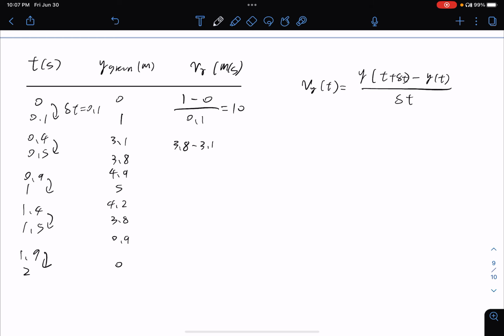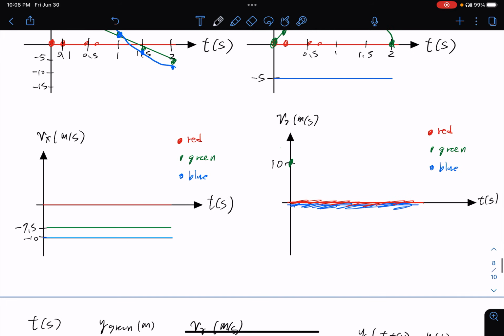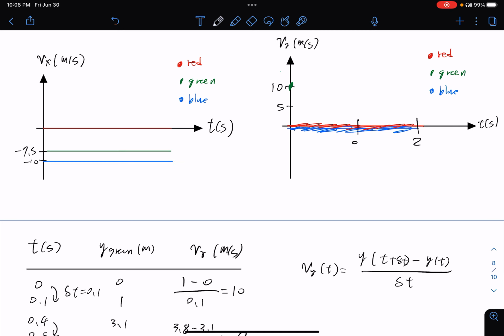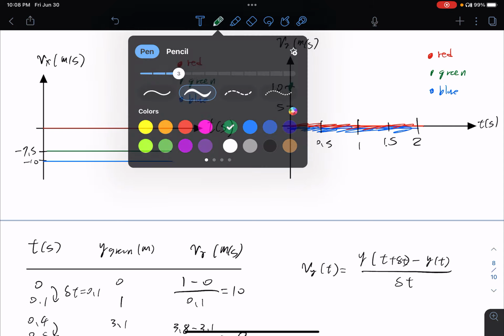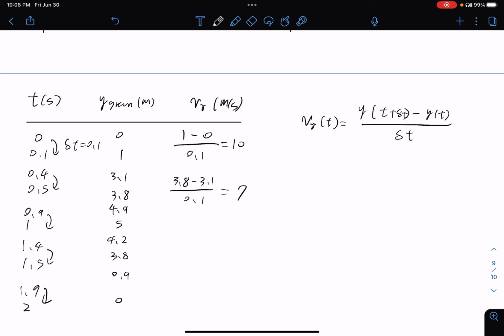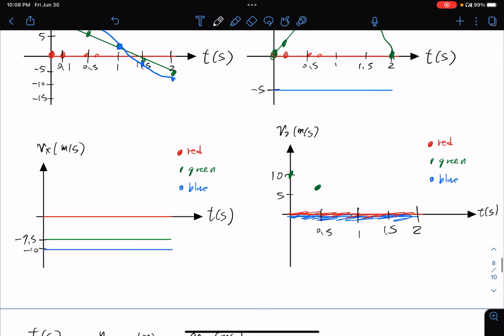Subtract the earlier one, 3.1, divided by 0.1, that is 7. So I got 7. This is 5, so I need to go to 0, and then that is at time 0.4. So at 0.4, I have something that is like 7. And then at 0.9 to 1, the later y position is 5, the earlier is 4.9. So 5 minus 4.9 is 0.1, that is 1. So I get 1 at 0.9.